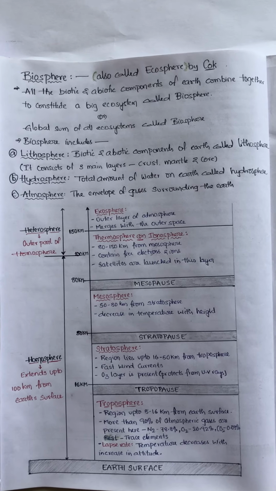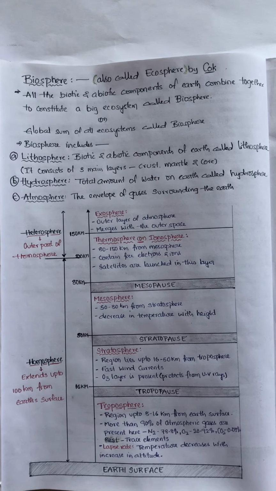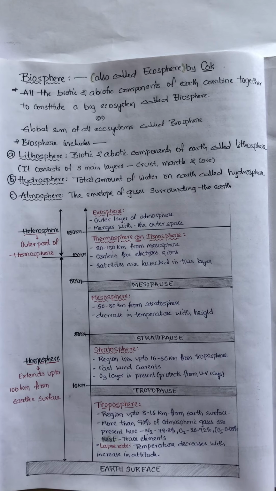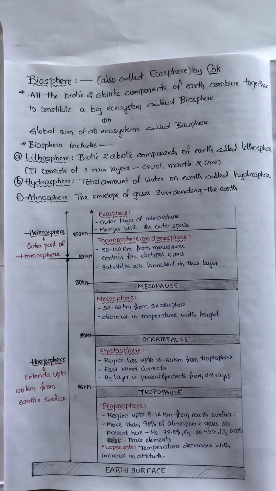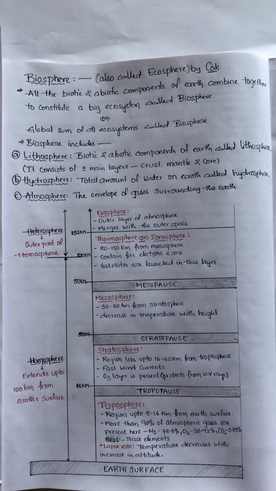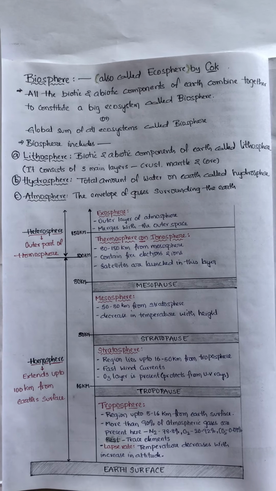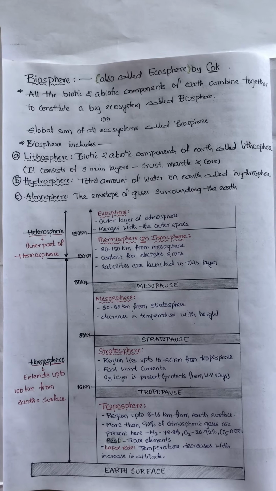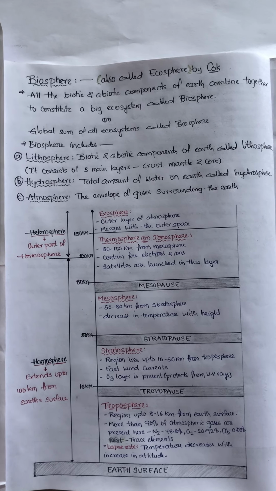Whereas the biosphere includes lithosphere, hydrosphere and atmosphere. Lithosphere means the biotic and abiotic components of earth, whereas the total amount of water on earth is called hydrosphere, whereas our earth is covered by a gaseous envelope, and this gaseous envelope that covers our earth planet is called atmosphere.